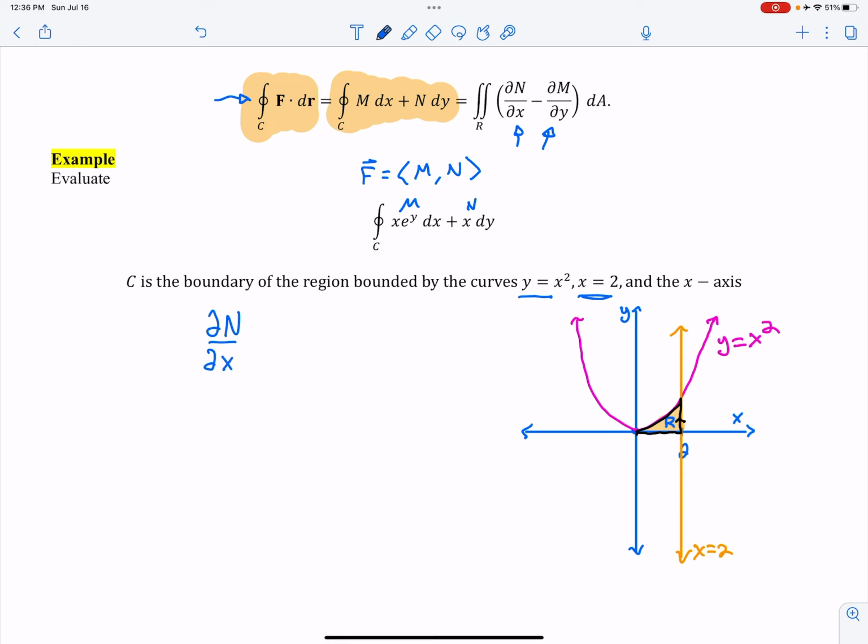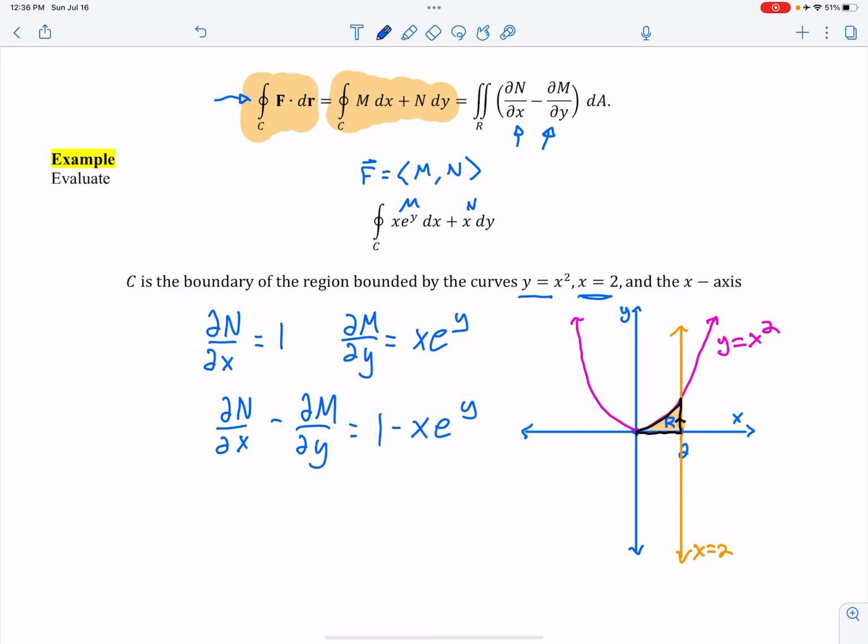Okay, so the partial of N with respect to x, that's 1. And then the partial of M with respect to y, we just get the exact same thing. That means the partial of N with respect to x minus the partial of M with respect to y is just 1 minus x e to the y.